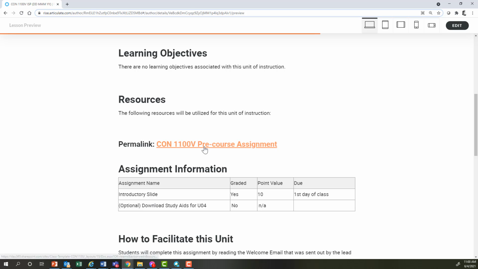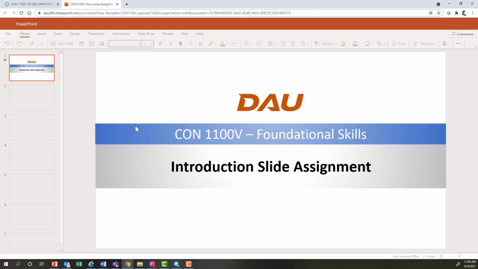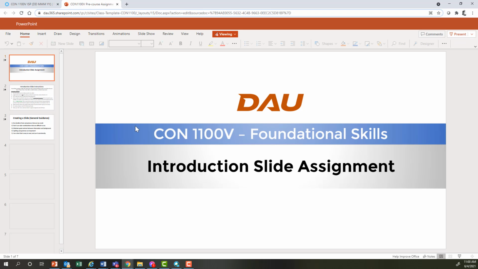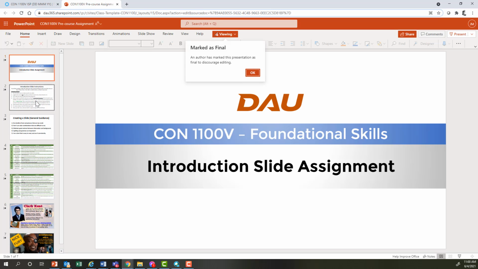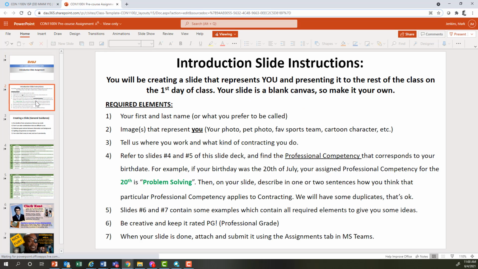So let's take a look at the assignment and understand what they need to do. Okay, here's the assignment. All right, the instructions are here on page 2 or slide 2. So again, they're going to be creating a slide that represents them and presenting it to the rest of the class on the first day of class. There is no template for this. Their slide is a blank canvas and they can make it their own.